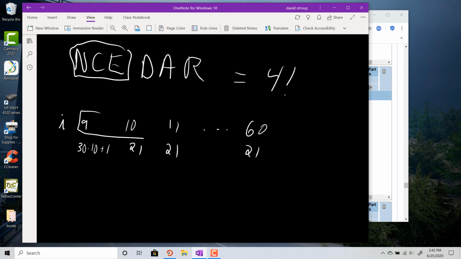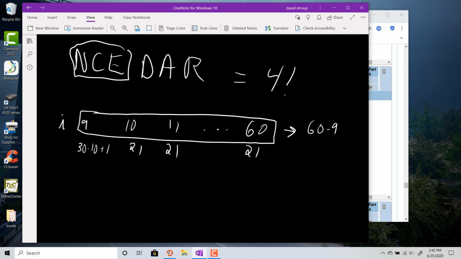So how many times are you doing that loop? Well, this is 60 minus 9 plus 1 times. That would be 51 plus 1 is 52 times. And then every time you do one of those, underneath it, there are 21 things to do.